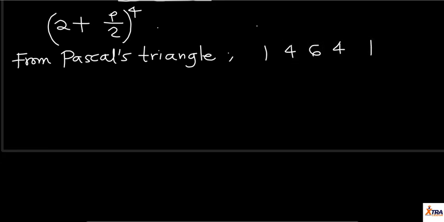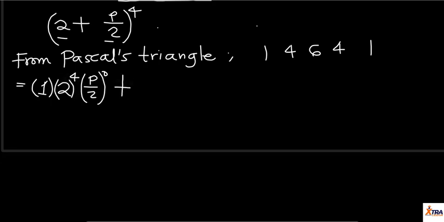So let us expand. We know this is the first value and this is the second value. The very first thing to do is to take the first value with all the power. That means we have our coefficient 1, then 2 raised to the power 4, and then p over 2 raised to the power 0. We move on. We have the next coefficient, which is 4. We have 2 raised to the power 3, because the power of 2 reduces while the power of p over 2 increases by 1. So we have p over 2 now, from 0 it becomes 1.